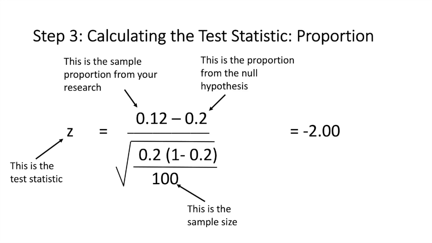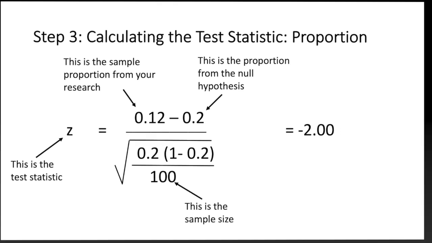So now we can take the exact values from our example to calculate the test statistic. You might recall that the sample proportion from our research was 12%. In other words, 12 out of the 100 economics professors that I surveyed claimed that they mow their own lawn. You subtract from that 0.2, that's the value from the null hypothesis. You divide that by the square root of 0.2 times 1 minus 0.2. Of course, that's divided by 100 because that's the sample size. With all these values, you calculate a test statistic or Z statistic of minus 2.00.